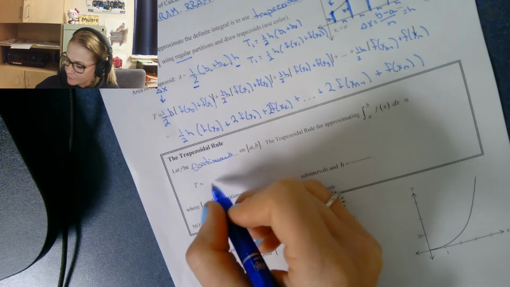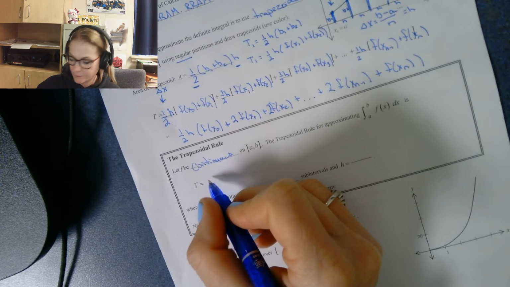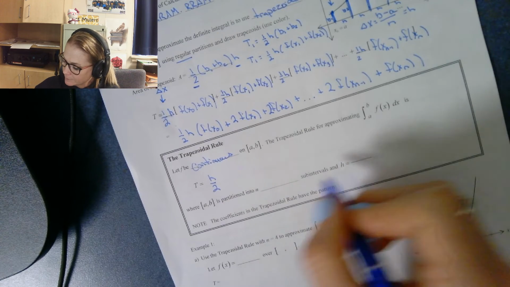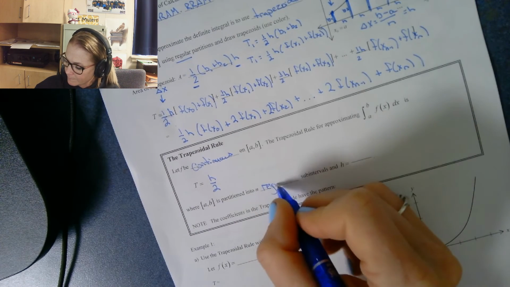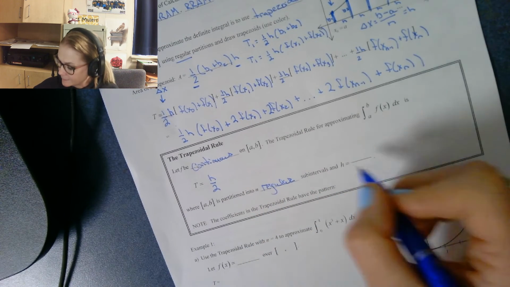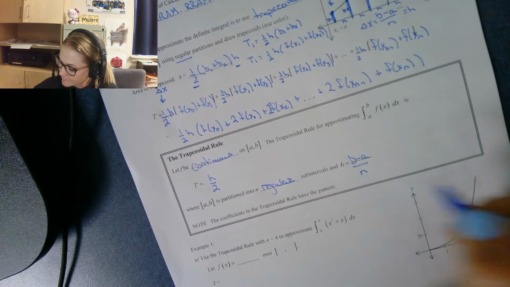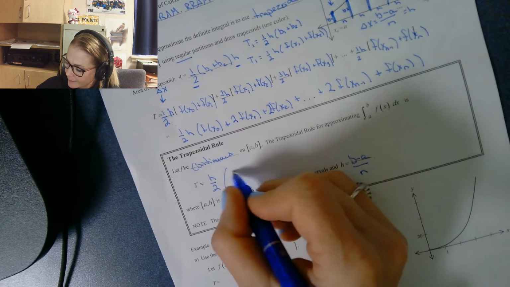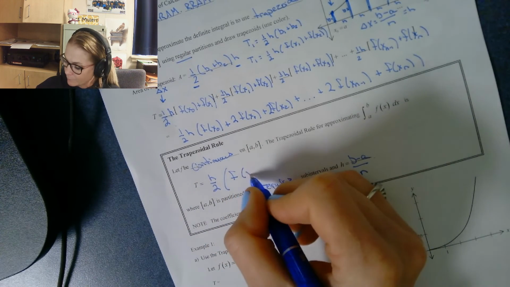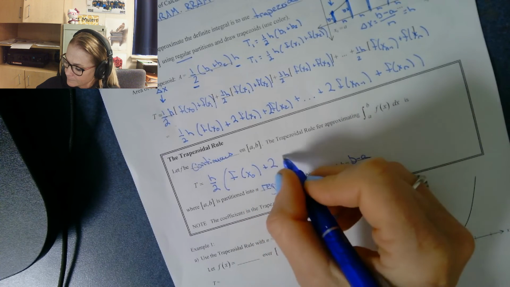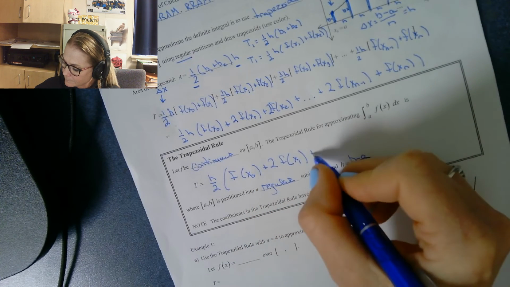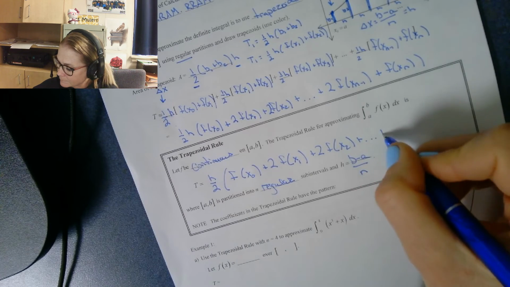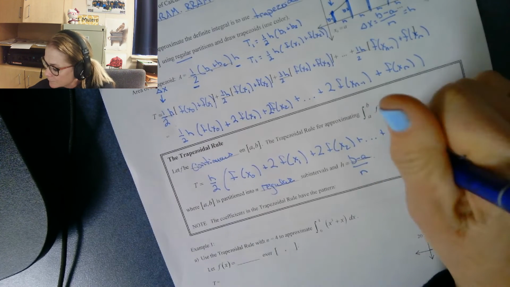The trapezoid rule is going to be h over 2, and it has to be regular. This h is b minus a over n, and they have this pattern. So we have f of this initial point, through to the next to the last one.